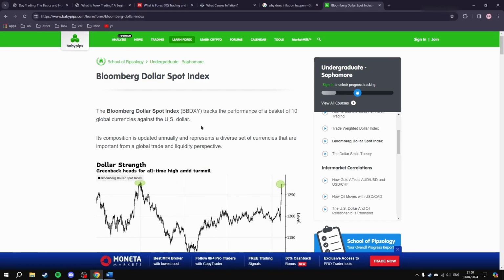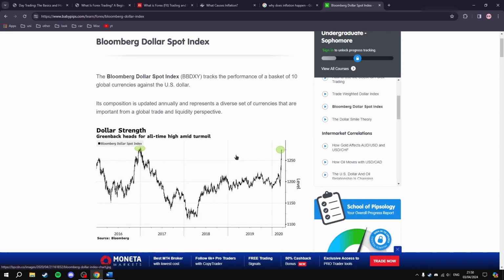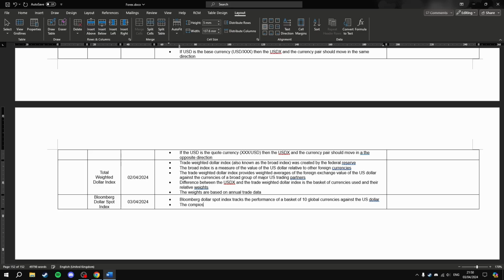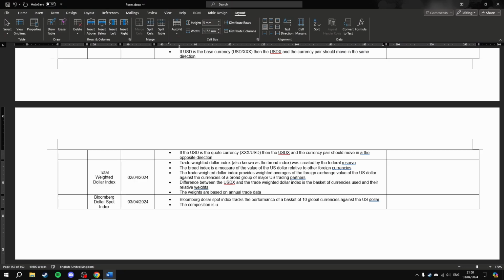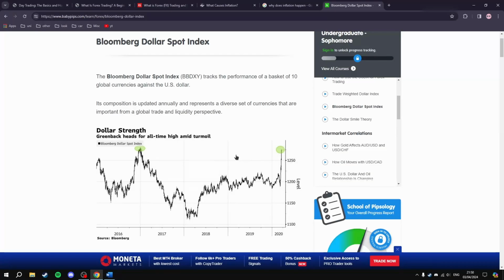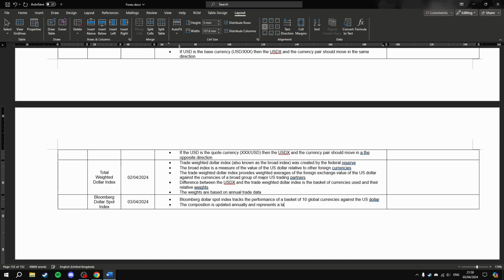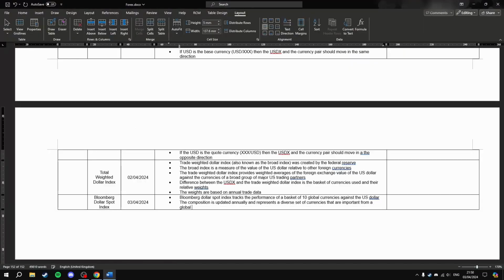Its composition is updated annually and represents a diverse set of currencies that are important from a global trade and liquidity perspective.